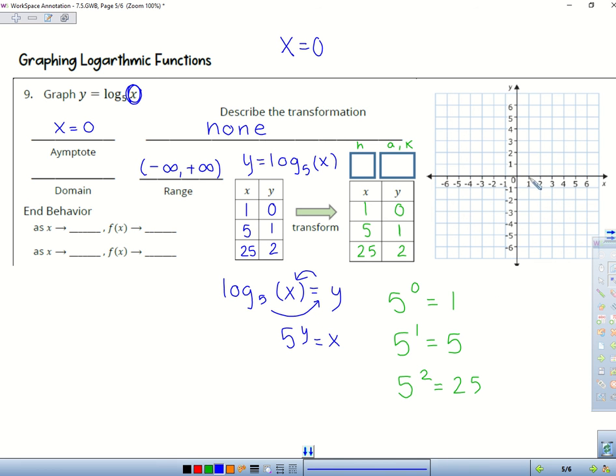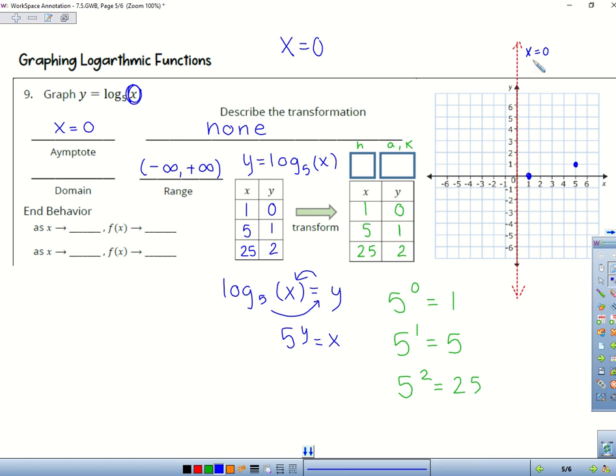Now all we're going to do is plot these points. So I have 1, 0, I have 5, 1, and then of course I have a point that's certainly not going to fit on my graph. So what we're going to now do is graph the asymptote. X equals a number is always a vertical line that goes through that x value. The x value of 0 is right here, so the line x equals 0 is actually the same thing as the y-axis. So this is the vertical asymptote, x equals 0.